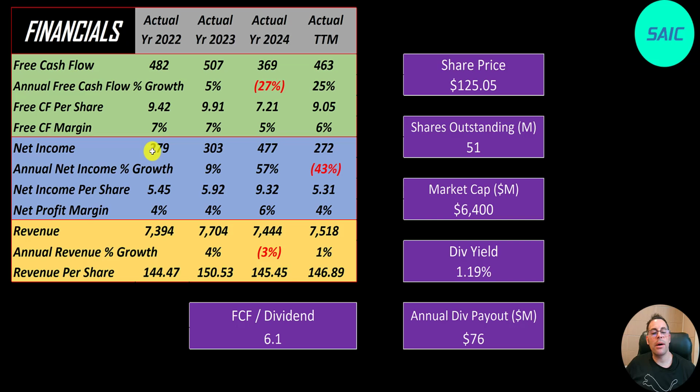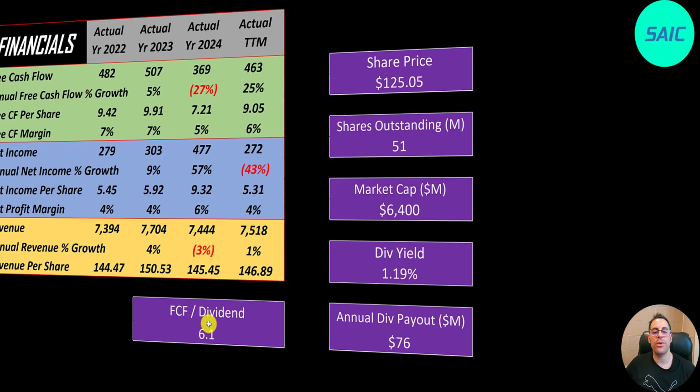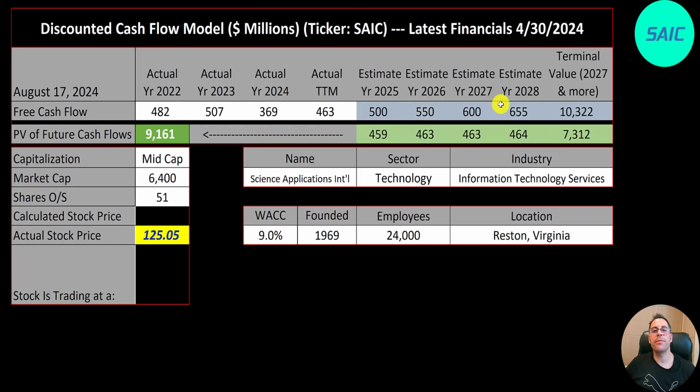Net income is the profit or loss on the income statement. It's revenue minus expenses. That was highest in 2024, $500 million. It came down to $270 million in the trailing 12 months. Revenue is the sales for the company, and that's between $7 and $7.7 billion a year. It was higher in 2023 compared to the trailing 12 months. If you're not growing at least 5% a year, you're not even beating inflation. Not only are they not growing 5%, they're detracting. But they pay a dividend, which is interesting, a 1.19% dividend yield, which they can cover 6 times with their free cash flow.